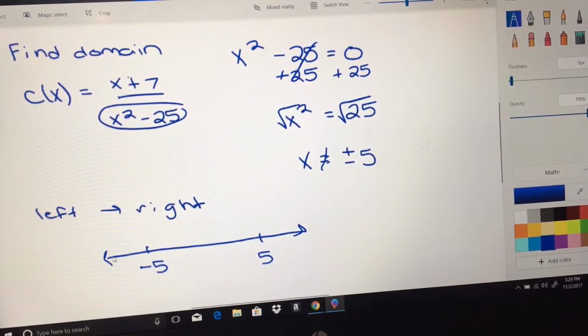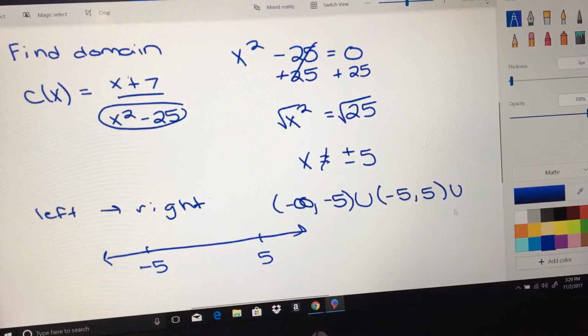So my domain is actually going to go from negative infinity. So we're going to go all the way, we're going to say negative infinity. And then we're going to approach that negative 5, but we're not actually going to hit it, so we're going to use a parenthesis. And then we're going to have another domain in between negative 5 and 5, so we're going to use the union symbol. And we're going to say negative 5, comma 5. And then we're going to go to 5 and positive infinity again. So we're going to say union again, and then we have 5, positive infinity.